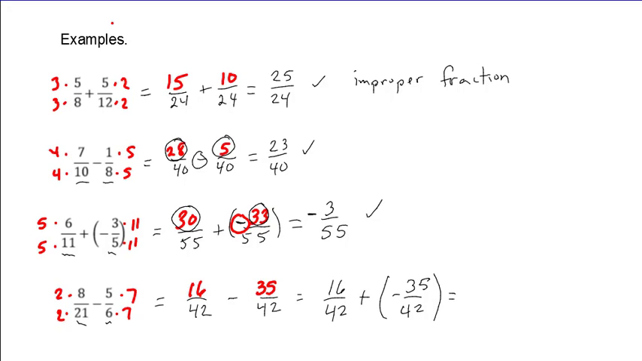This is the same as the last problem. I'm adding two numbers that have different signs, so I take the difference between 16 and 35, which is 19, over 42. Sorry, that should be a 2, not a 9, so let's try to write that again. That's 42. And then the sign of the result is the sign of the larger, which is a negative. Does not reduce. We are done.